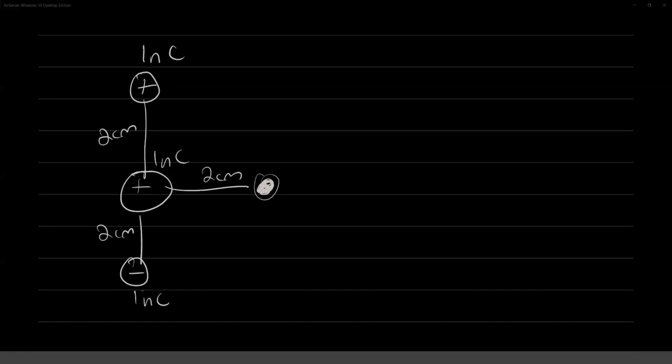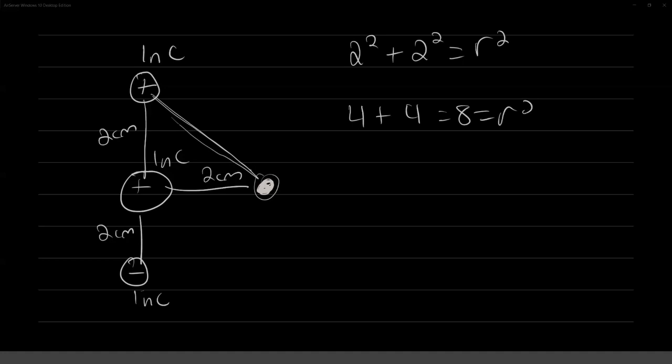Okay. Well, like we were talking about earlier, we're gonna need to find the hypotenuse to figure out how much distance we have here, and then we're gonna need to plug it into our formula. So let's do that first. We have 2 squared plus 2 squared equals r squared. So 4 plus 4, or 8. So it's the square root of 8.